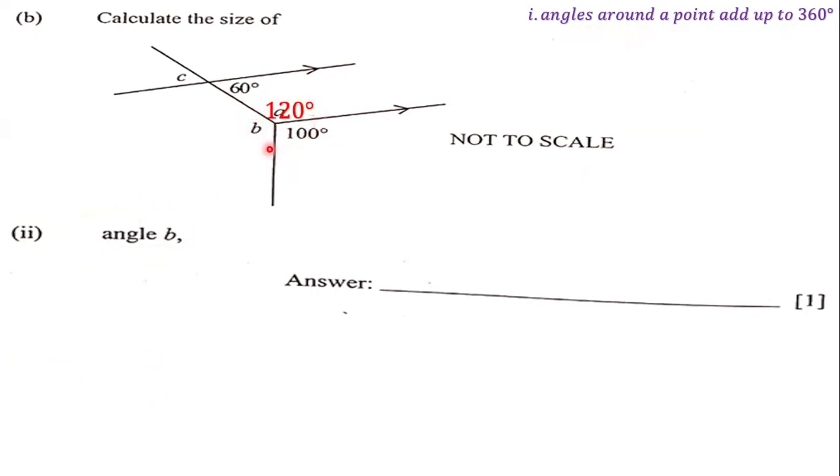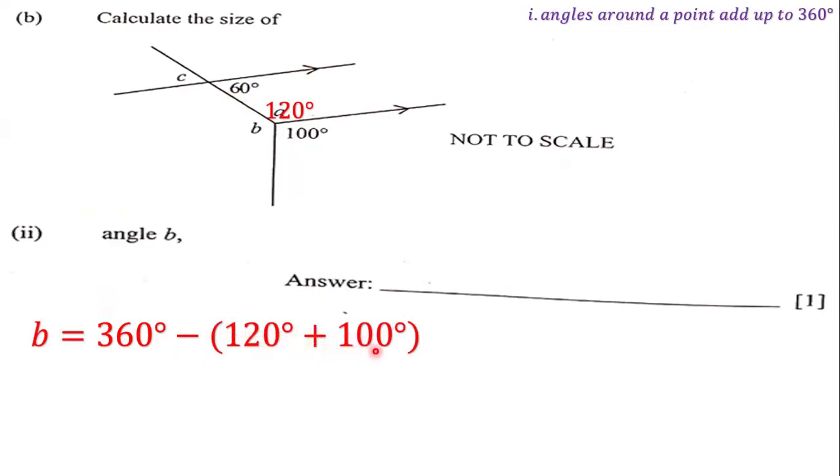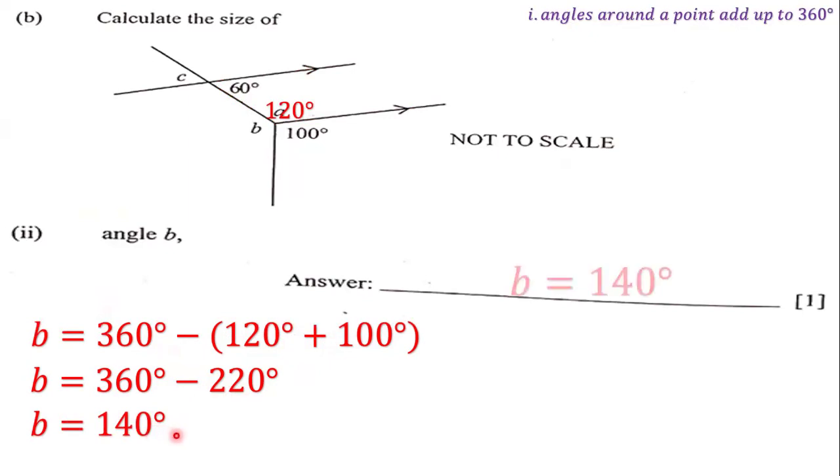If we want to determine the size of angle B, we need to first add 120 and 100. We're going to add them first, then subtract their sum from 360. And so we have B equals 360 degrees minus (120 degrees plus 100 degrees). Let's add: 120 plus 100 is equal to 220. And so we have 360 minus 220, and 360 minus 220 is 140. And so the size of angle B is 140 degrees.